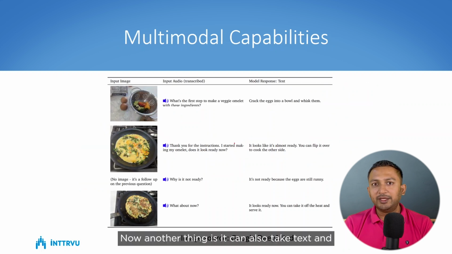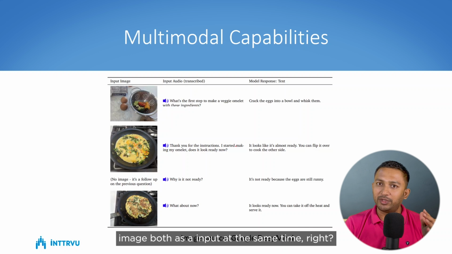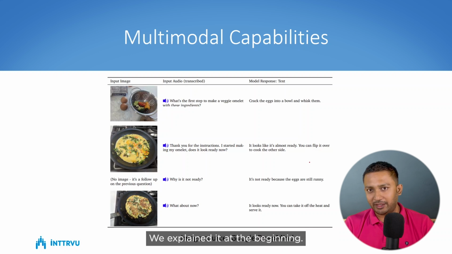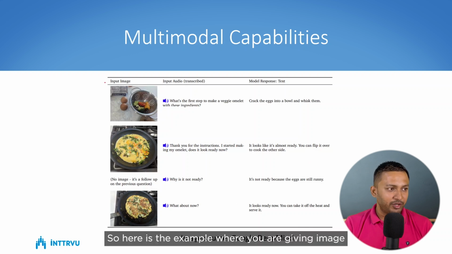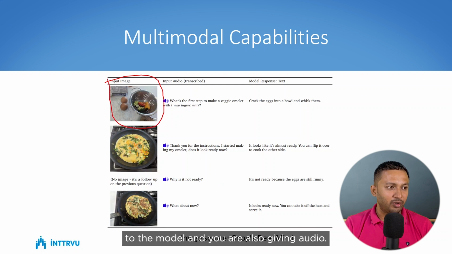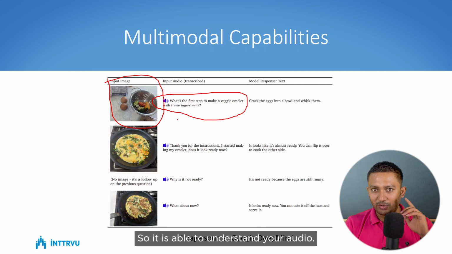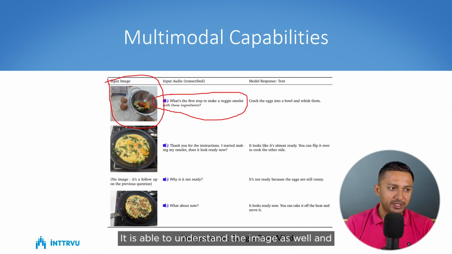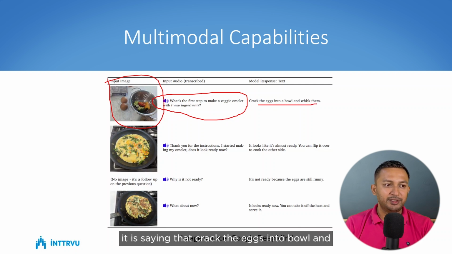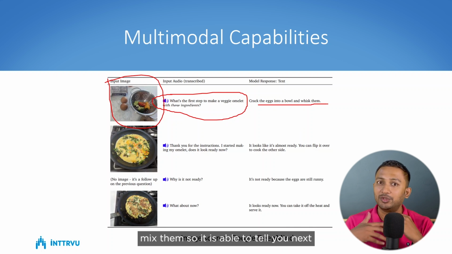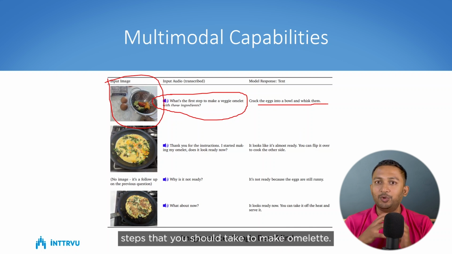Now another thing is it can also take text and image both as an input at the same time, right? We explained it at the beginning. So here is the example where you are giving an image to the model and you are also giving audio. In the input audio, you are saying what's the first step to make a veggie omelette with these ingredients. It is able to understand your audio, it is able to understand the image as well, and it is saying that crack the eggs into a bowl and whisk them.